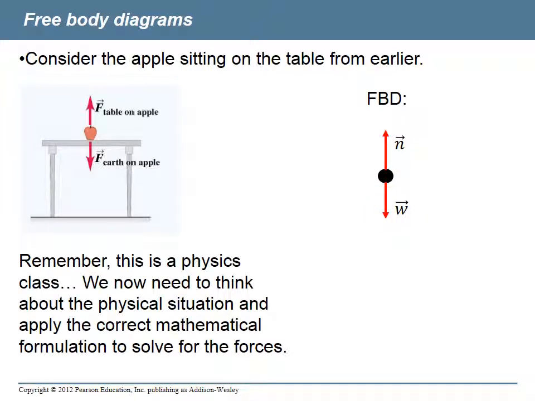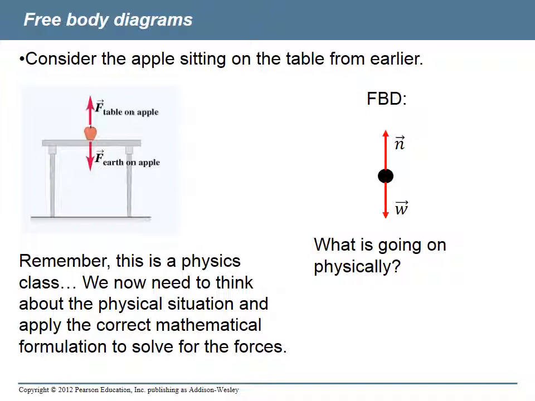Okay? Now, this is physics. It's not a math class, it's a physics class. So we have to think about the physical situation in order to apply the correct mathematical formulation. This is where it gets completely different. We have to take the concepts from the physics and figure out the right mathematical formulation to solve it. So what's going on physically? What is happening to this apple? The apple's just sitting there, right? So there's nothing going on other than it just sitting there.